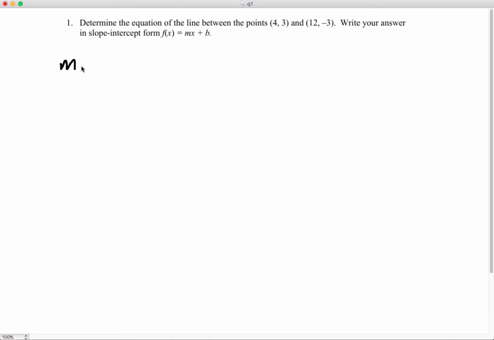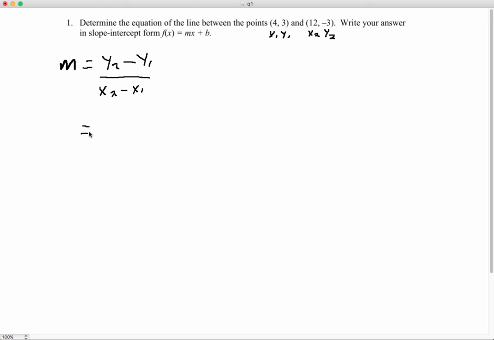So we know that m is given by the glorious equation (y2 - y1)/(x2 - x1). So we're going to come over here and let's label this one x1, let's label this one y1, let's label this one x2, and let's label this one y2.